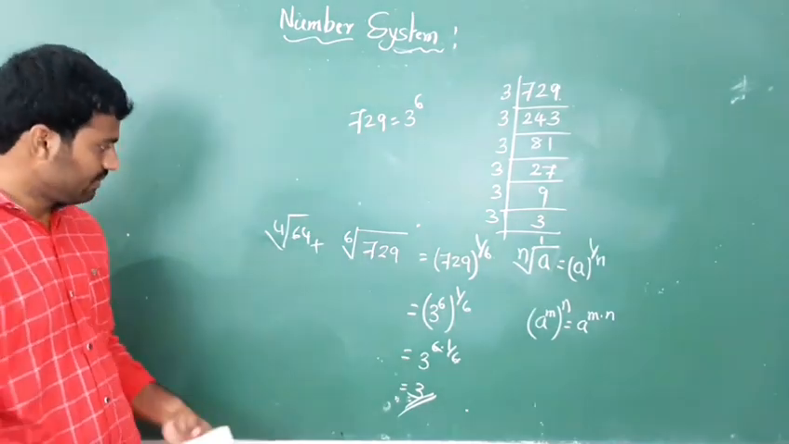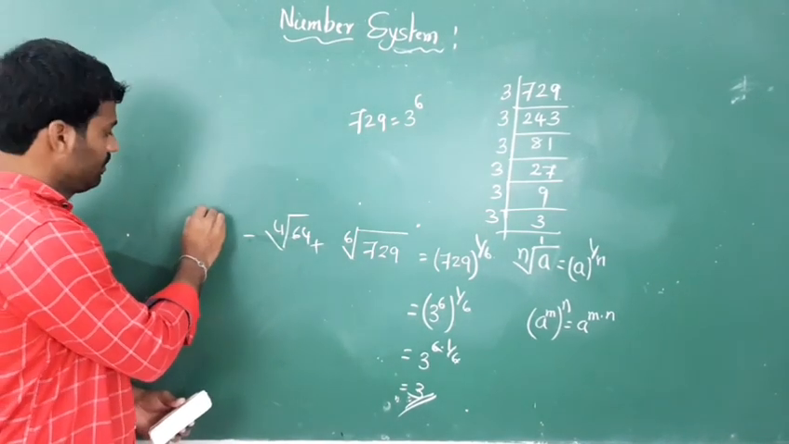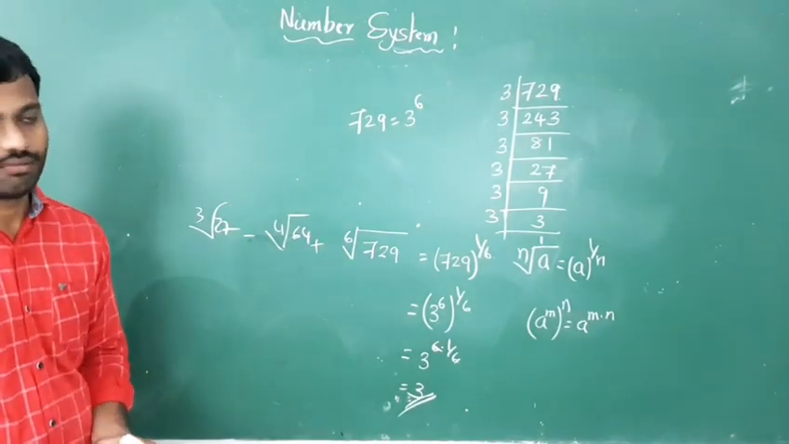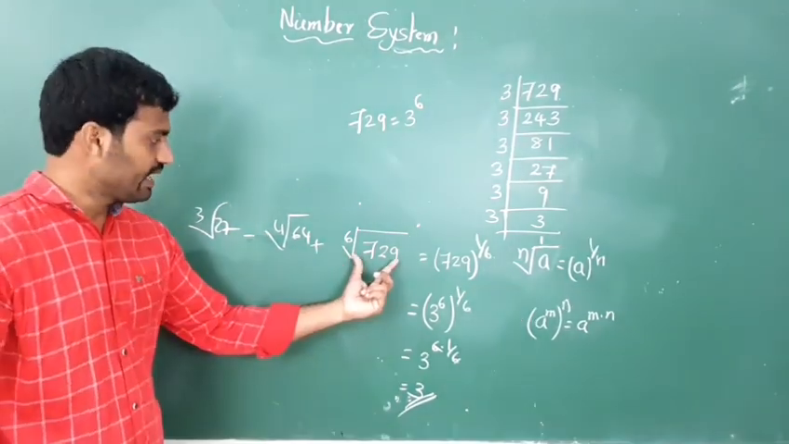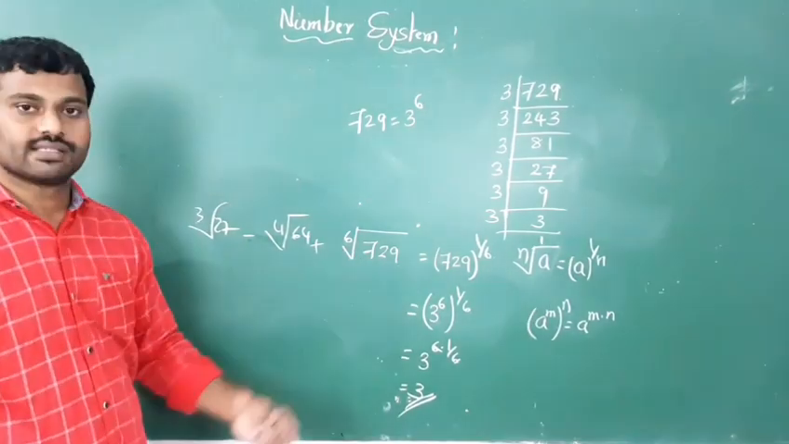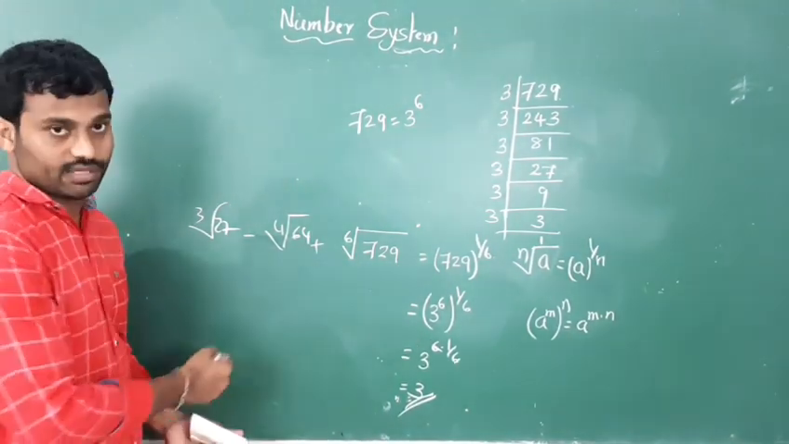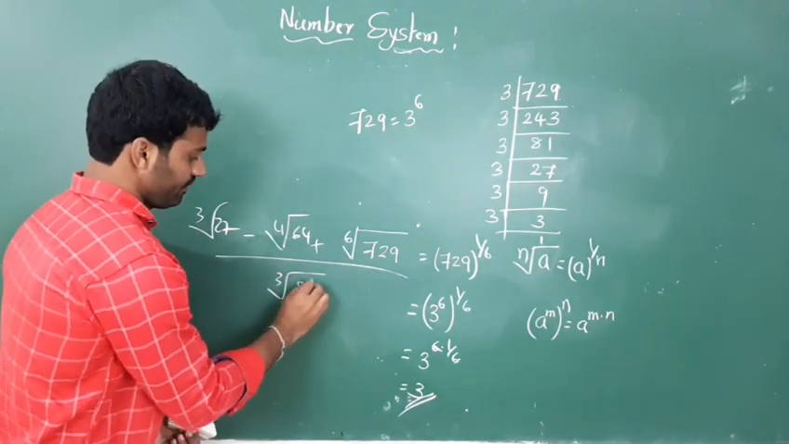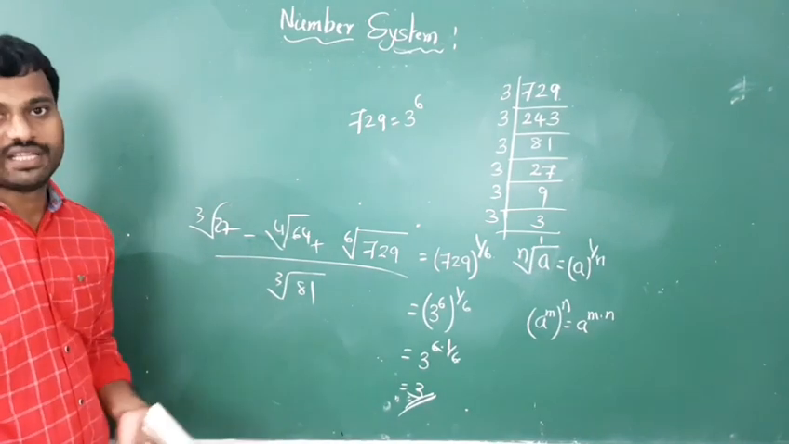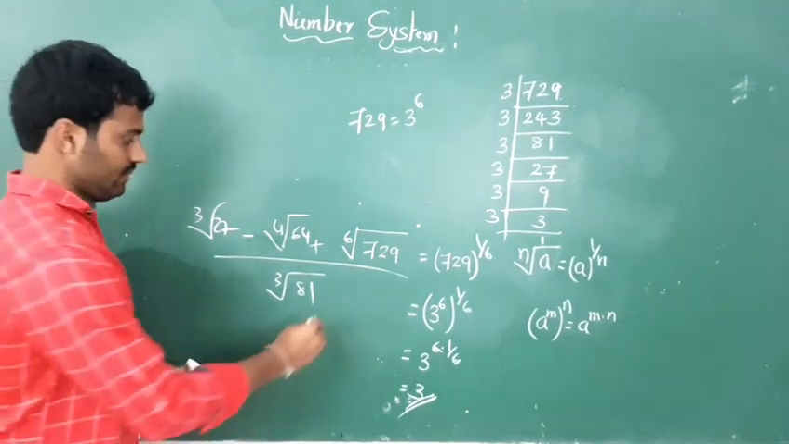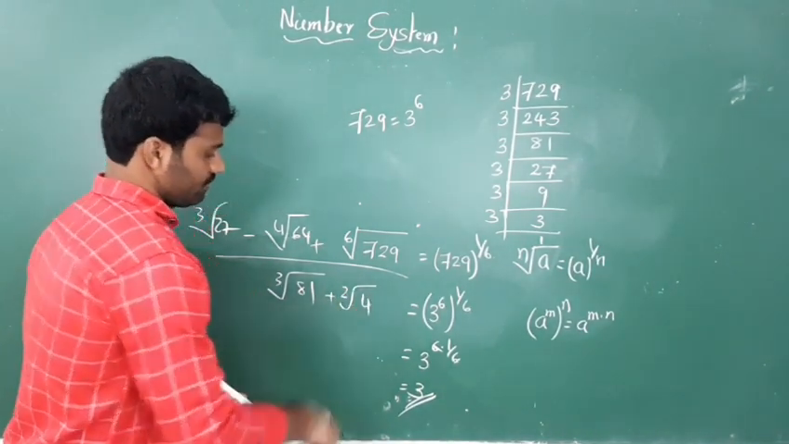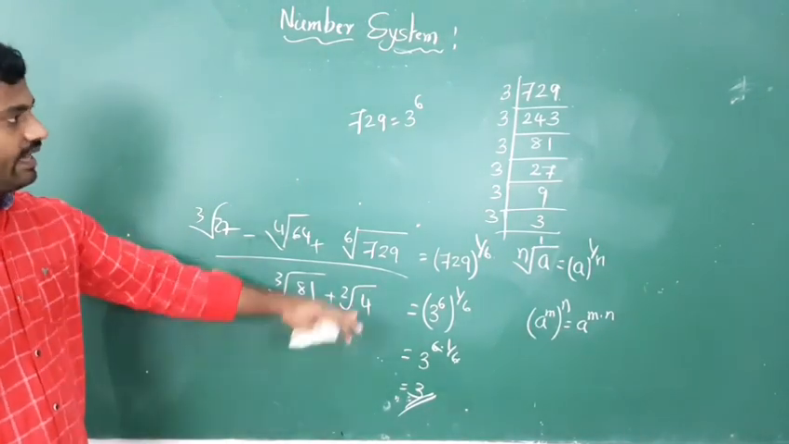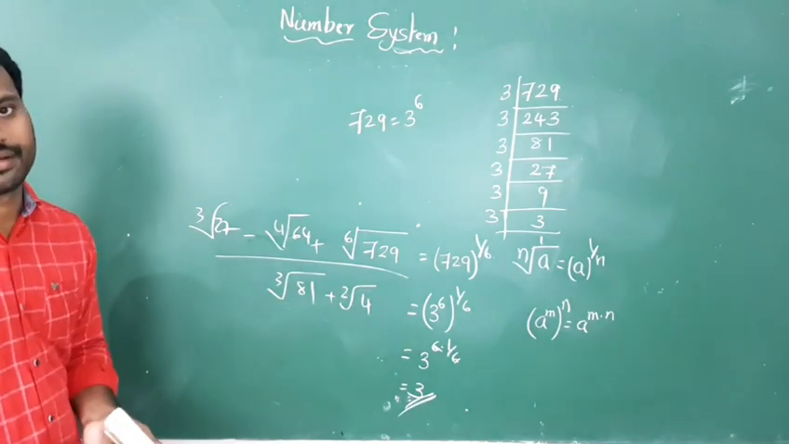Clear or not? They can ask one more number also, they can ask a cube root of this. Anything they can ask. They can extend. Maybe they can ask for a single number. Not only addition or subtraction, multiplication or division, cube root of 18 plus 4, maybe they can ask this also. Clear or not? They can ask in any manner at any time.